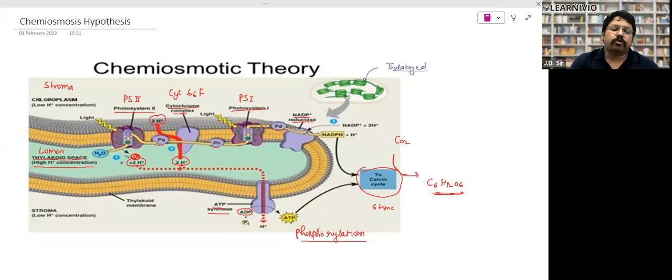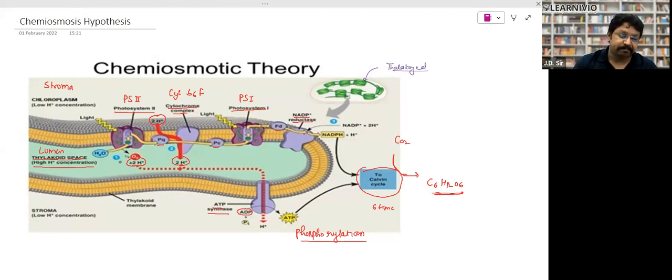When breakage of a water molecule takes place, how many electrons will be produced? 4 electrons. And how many hydrogen ions will be produced? 2 hydrogen ions. Means if there are 2 H2O, then there will be 4 hydrogen ions. Else from 1 H2O, only 2 hydrogen ions will be produced. These hydrogen ions will remain inside the lumen of the thylakoid.